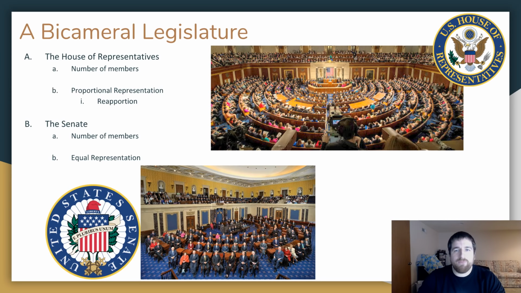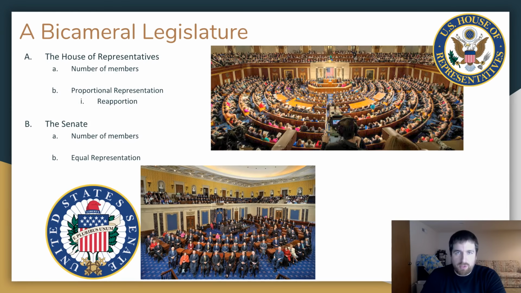So the House has 435 members in it, elected across the 50 states. Representation is proportional to a state's population. In other words, if you remember back to our constitutional unit, that means the larger your population, the more representatives that your state gets. So in other words, California, which has a massive population, has a ton of representatives, while Montana, which has a very small population, does not have very many at all.